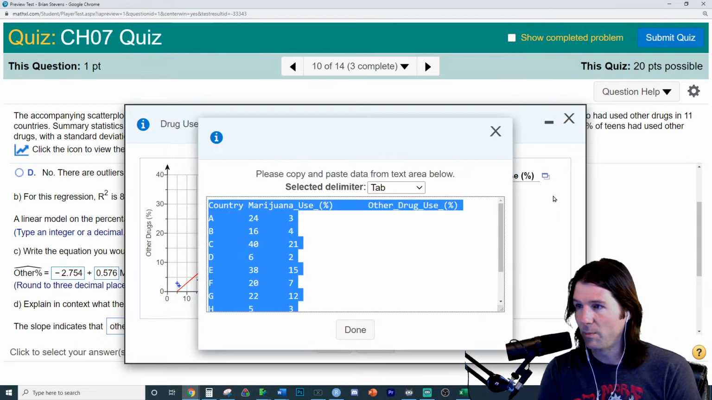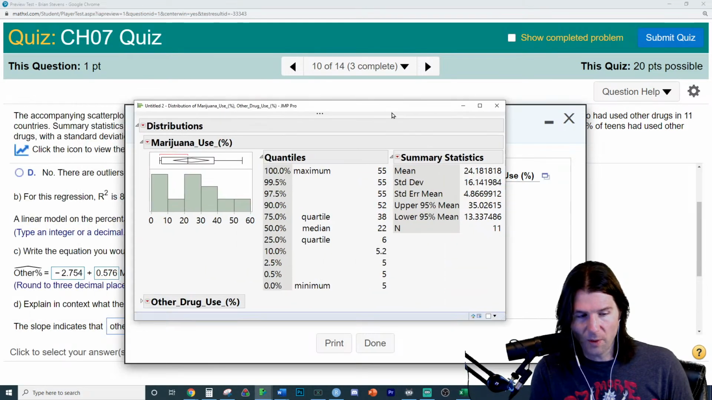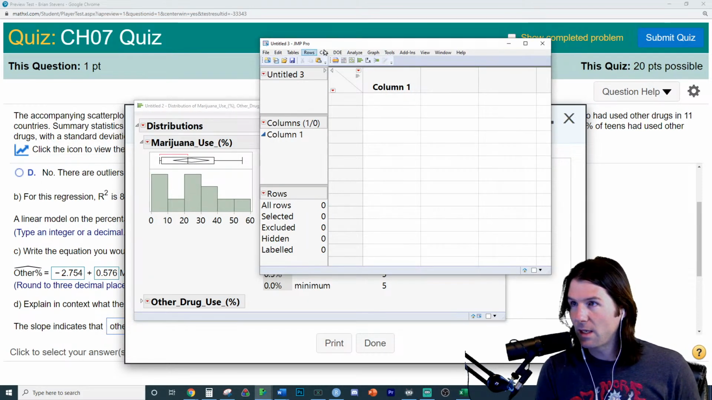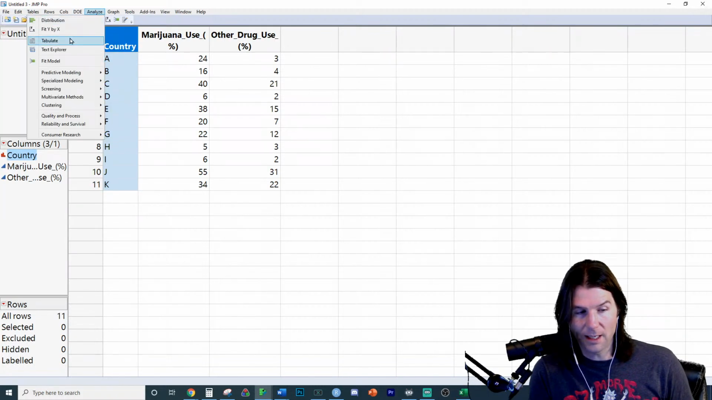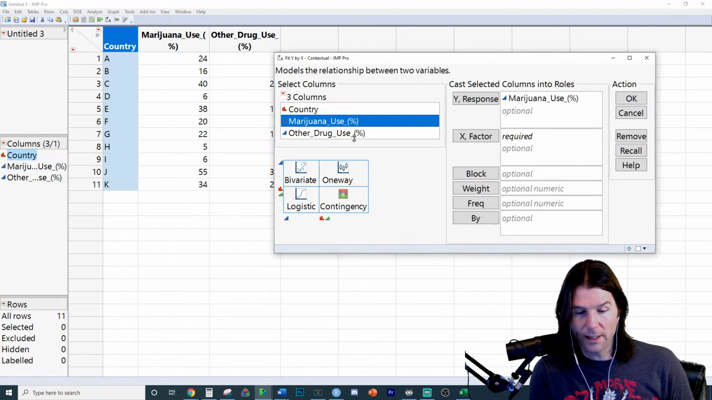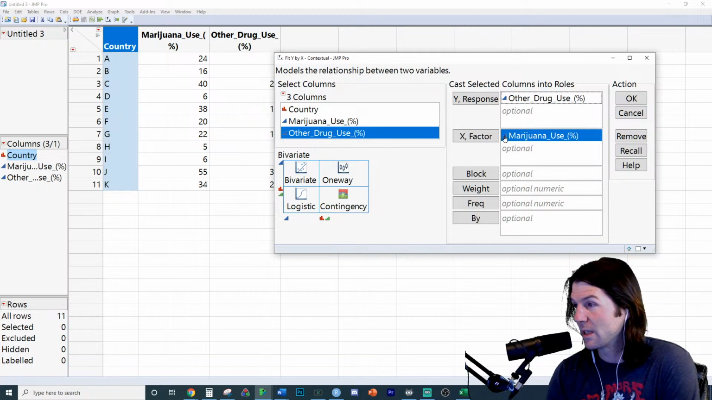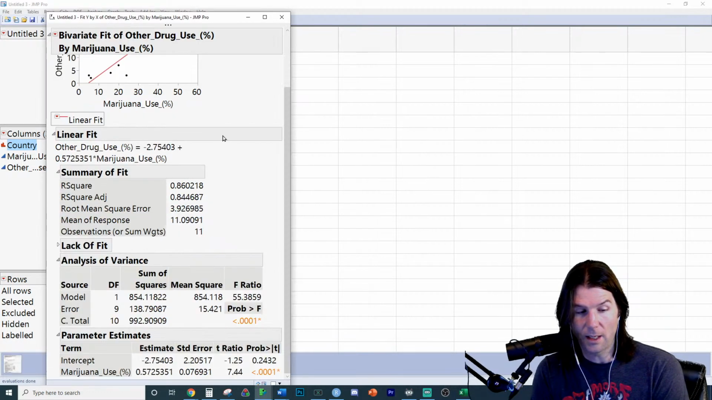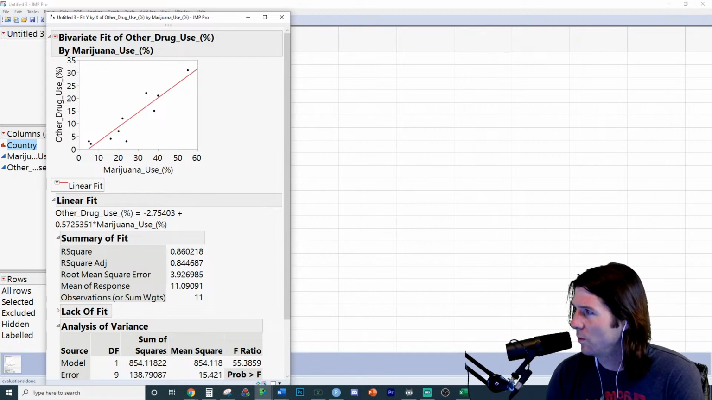You copy the question to clipboard, go over to JMP, and go to File, New Data Table. In the new data table, you need to paste with column names. Go to Analyze, Fit Y by X. We want marijuana as the X, because we're predicting other drug usage from marijuana. Very important that other drug usage is at the top. Click OK, then go to the red arrow, go to Fit Line, and we now have the regression output, and this is accurate.